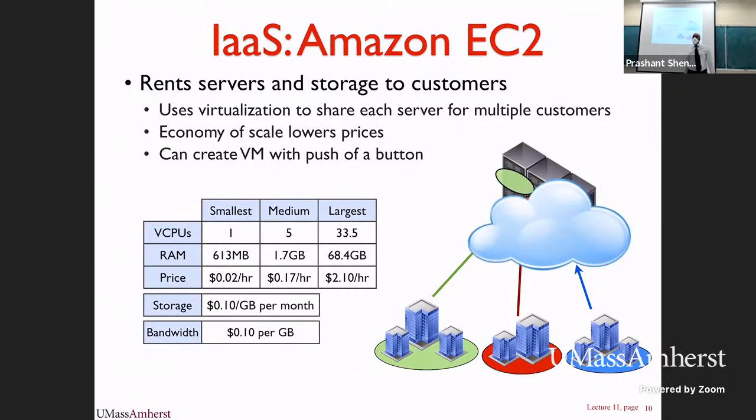I'm going to use Amazon's Elastic Computing Cloud, or called EC2 Cloud, as an example. But pretty much all cloud providers have similar abstraction. Okay, there are many commercial cloud providers. Microsoft has Azure, Google has Google Cloud, Amazon has EC2, and then there are dozens of smaller cloud providers.